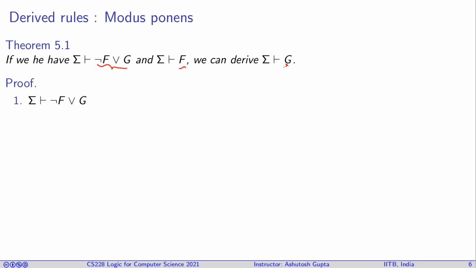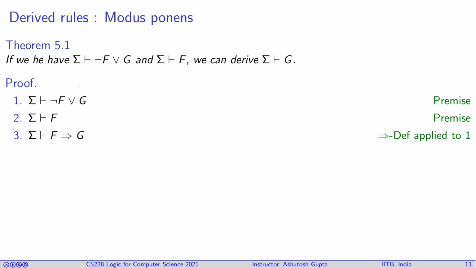Now this is fairly simple. You can see that if f is true then not f is false, then you're left with g. But let's see how you would prove it in our proof system. We are given that this thing holds true, and this comes as a premise, and the other thing is also a premise, so we write it as a premise. You can turn it into an implication. Remember that this was part of the definition of implication. We apply it on 1 and we get f implies g.